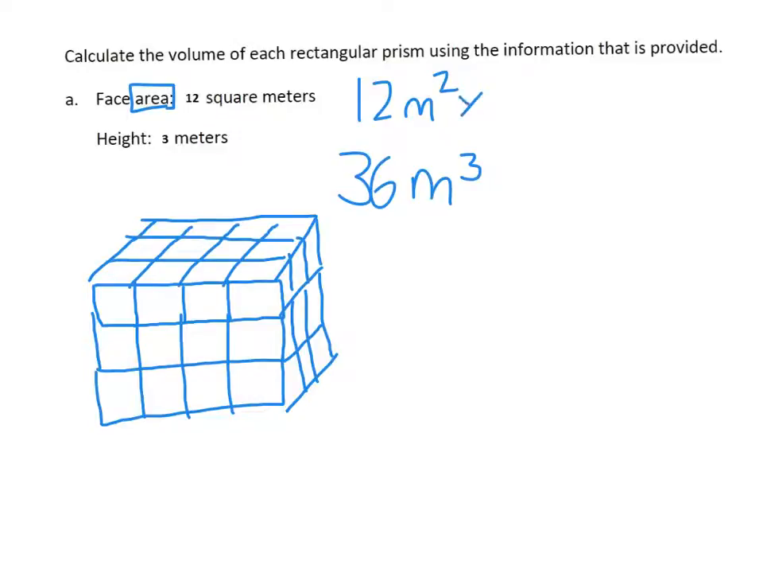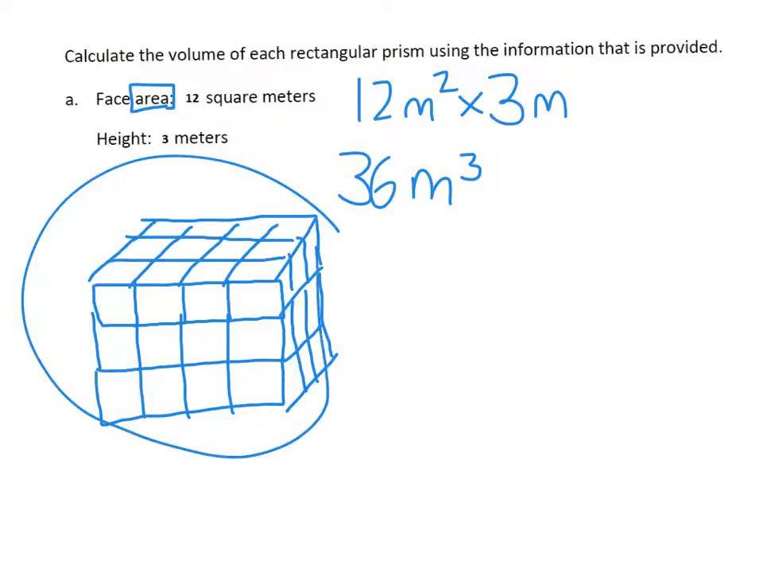My base, 12 meters squared, times my height, 3 meters. You don't need to draw all this. I was just trying to illustrate it. Basically, your area, length times width, is 12, times height, 3, is 36 meters cubed. And that's all there is for today's lesson.